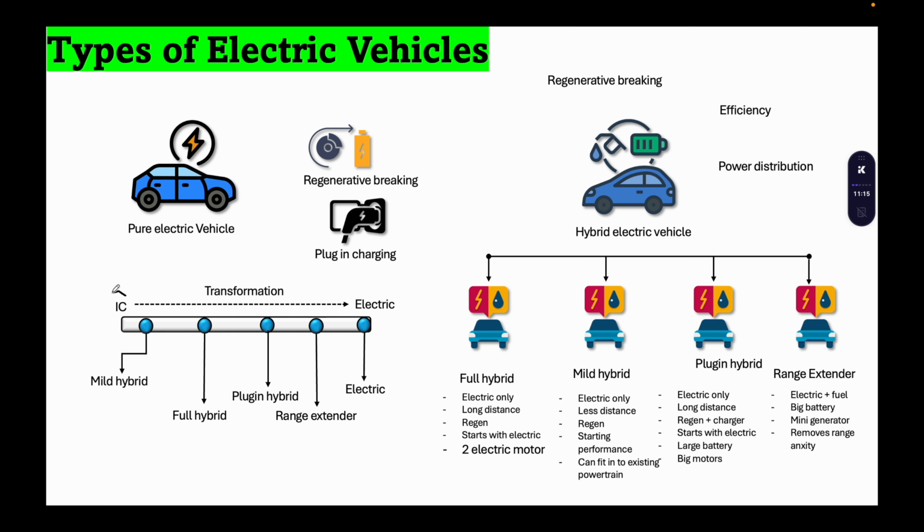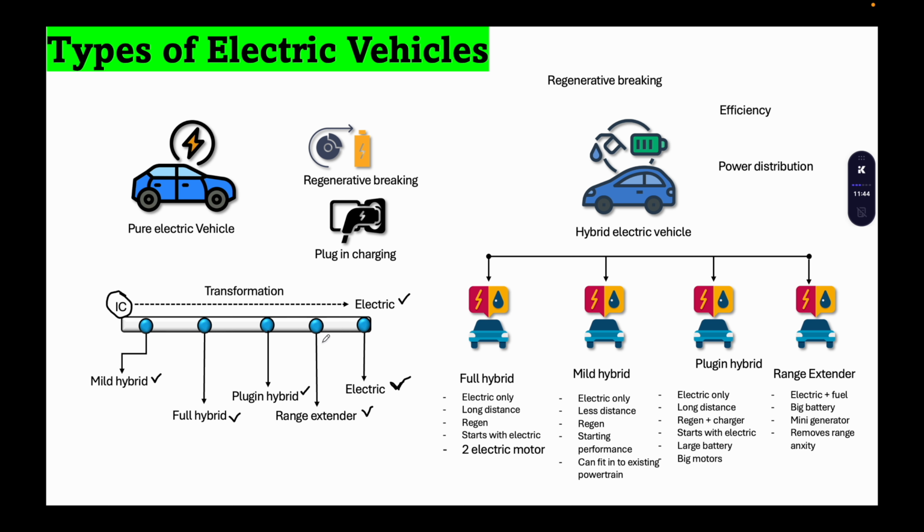And as we already saw, when I talk about the degree of hybridization, in this case this is the IC engine where it stands, and this is the electric part, more electric. As you are transforming from IC to the electric area, you will have first mild hybrid, then full hybrid, then plug-in hybrid, then range extender, and then your electric vehicle. If you are at 100% electric, then you are driving only an electric vehicle.